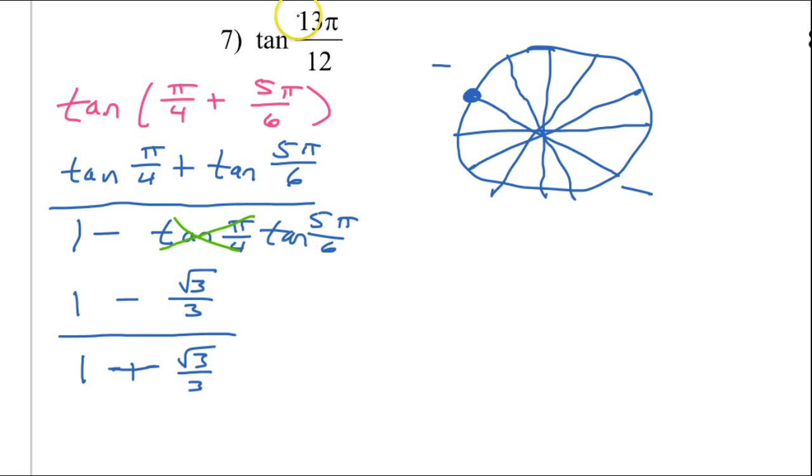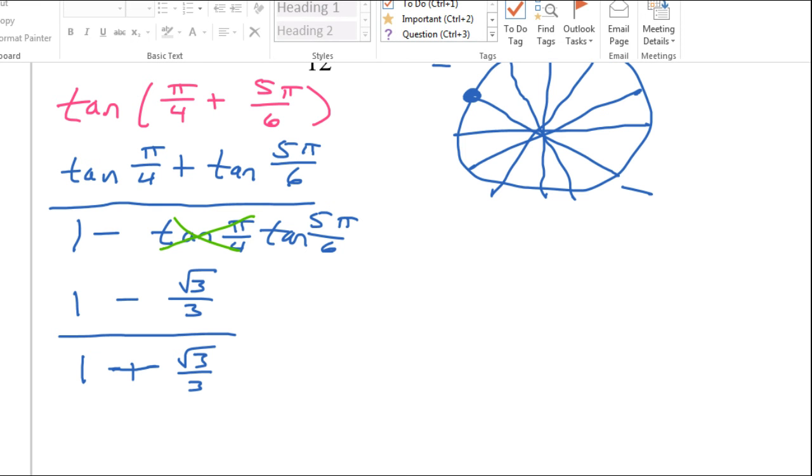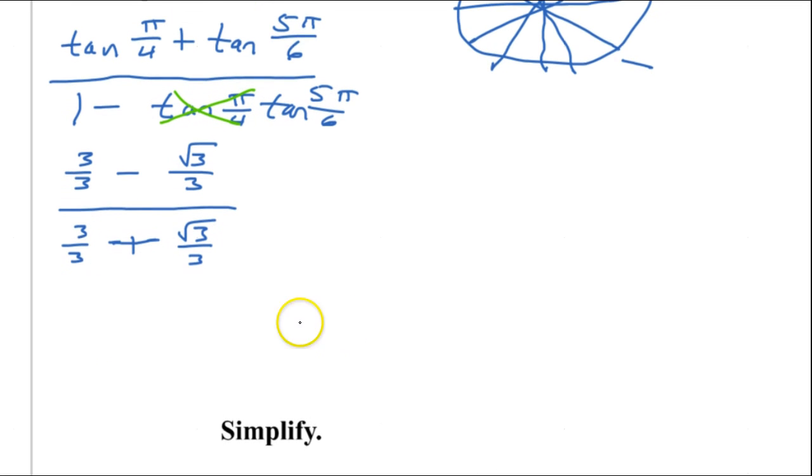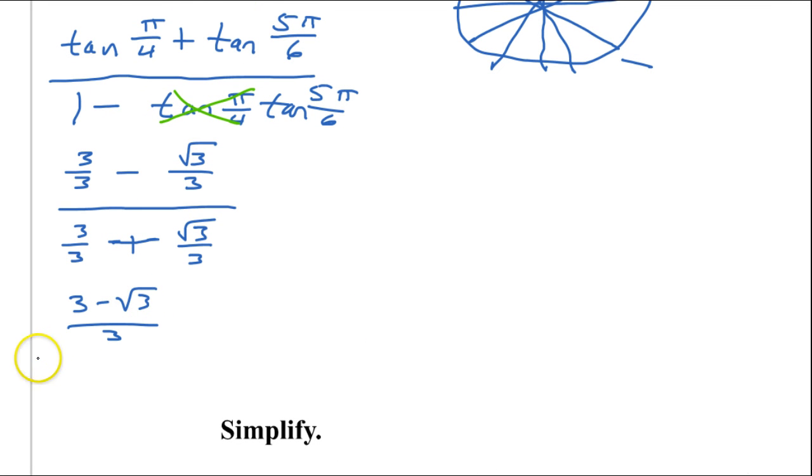Now I need like denominators to add and subtract. So I'm going to actually replace these 1's with 3 over 3's. So this would actually be 3 over 3 minus radical 3 over 3 and 3 over 3 plus radical 3 over 3. Okay, so that's going to give me 3 minus radical 3 over 3 divided by 3 plus radical 3 over 3.